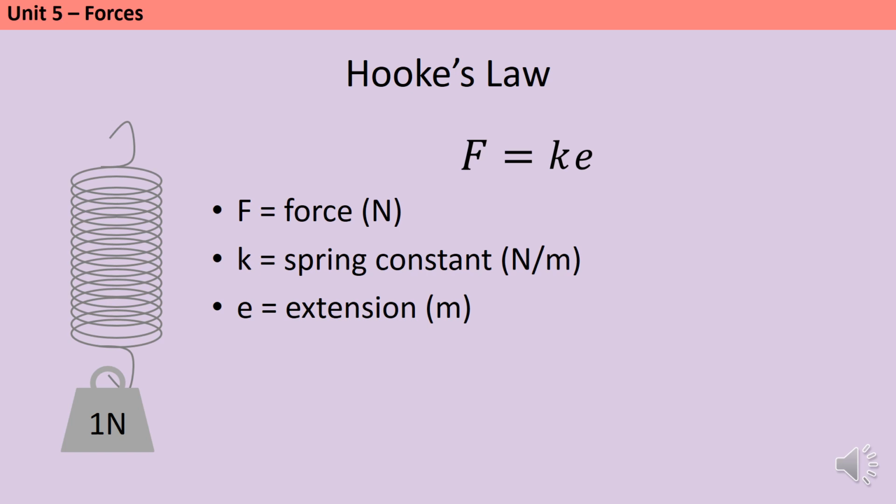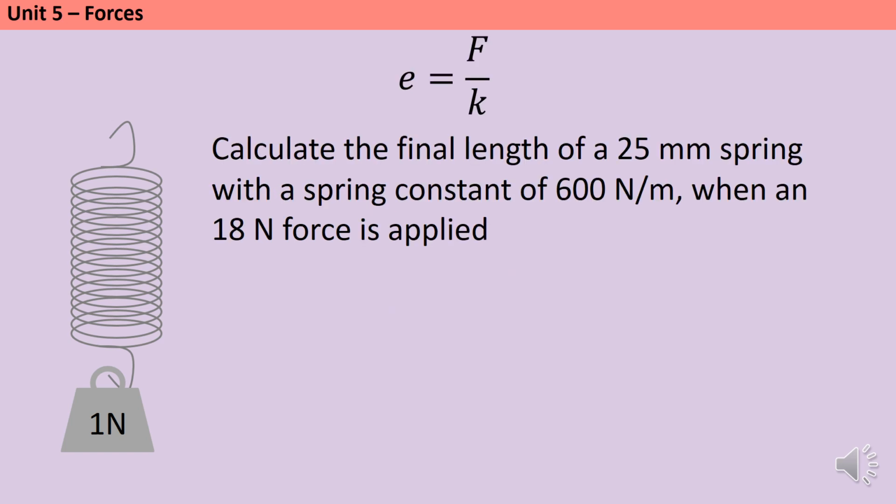Whatever we do to the right-hand side of the equation, we have to do to the left as well. So we're dividing both sides by the spring constant. k e divided by k will be just e, and F divided by k will be F over k. So our final equation ends up looking like this. Extension can be calculated by taking the force and dividing it by the spring constant. Let's have a practice using that rearranged equation.